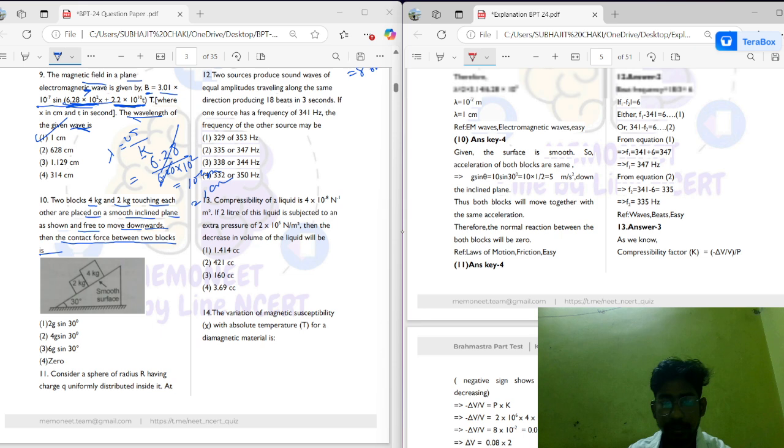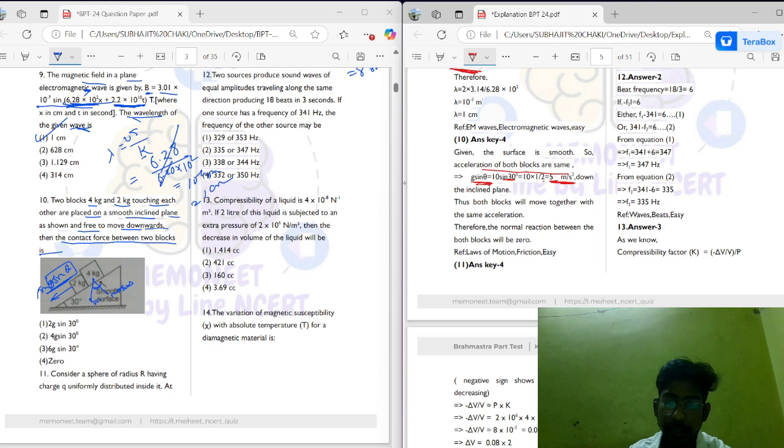So both the blocks will move together, as the plane is smooth. Therefore we can say the contact force between them is always equal to 0, right? Why is this 0? Because the plane is smooth and they are moving with the same acceleration. Therefore option number 4 will be correct.